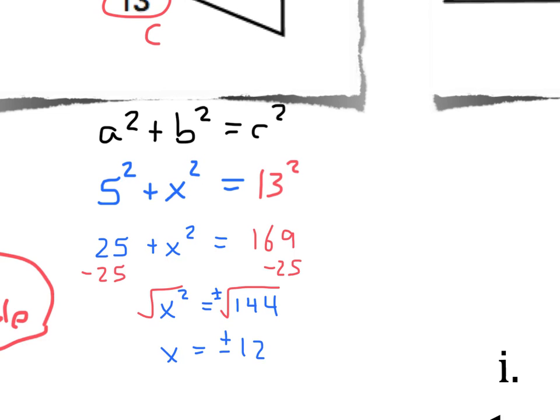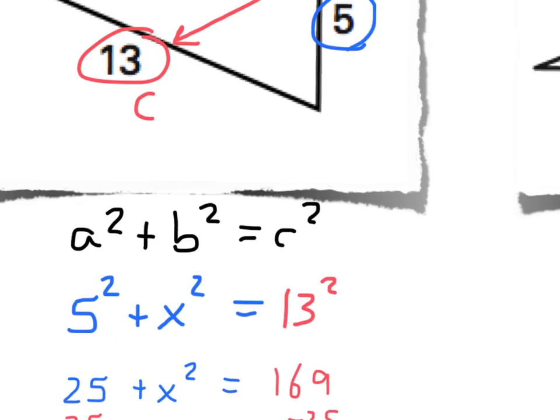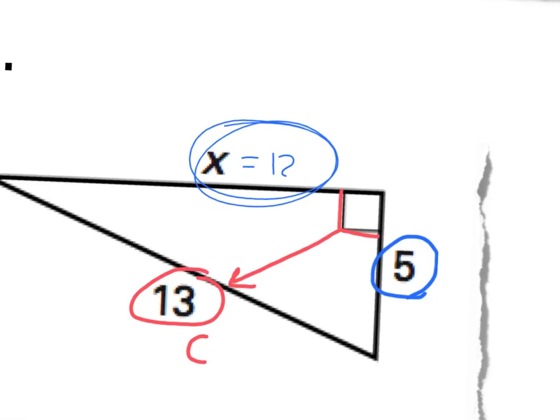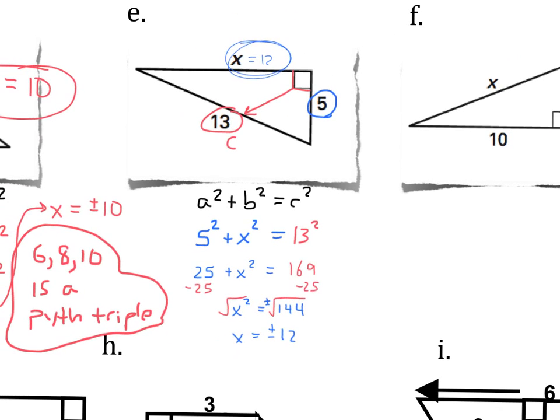And clearly, because I cannot have a negative distance, my value here of x has to be 12. So that's my answer, positive 12. And the next part is my 3 numbers. I have a 5, a 12, and a 13. So that means I do have a Pythagorean triple.